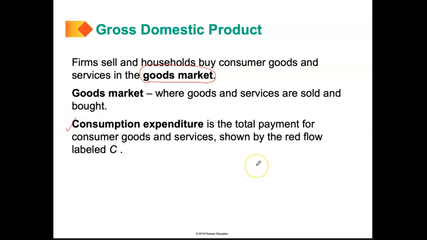From this, we have what we call consumption expenditure. Consumption expenditure is the total payment for consumer goods and services. For example, when I buy a TV, an iPhone, or an apple, that's an example of consumption expenditure and is generally labeled as C.